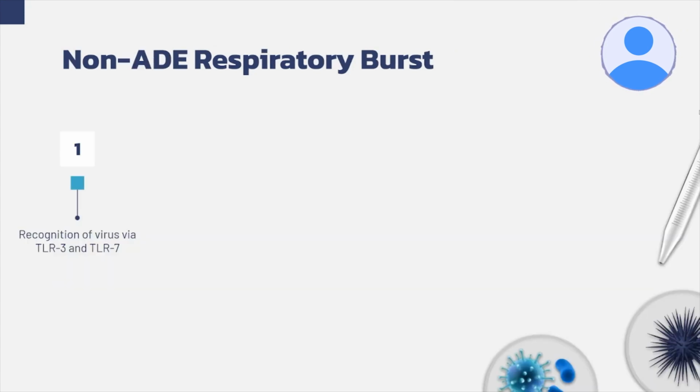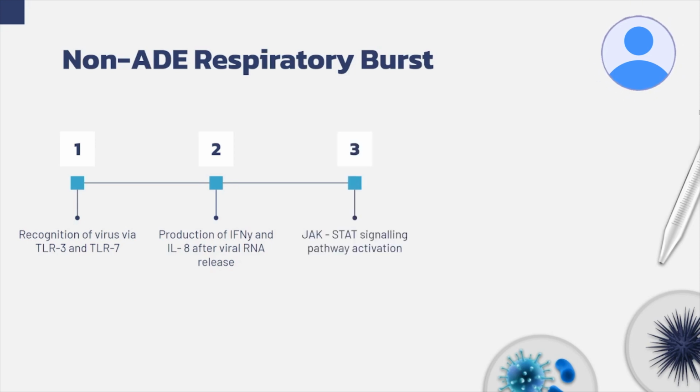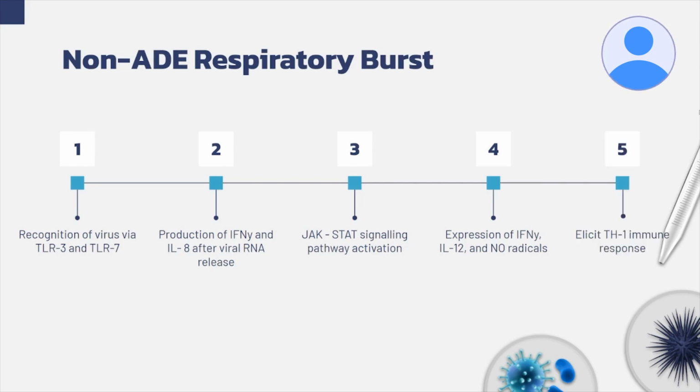In non-ADE entry of viruses, respiratory burst is initiated by toll-like receptor 3 and 7, as it recognizes the invading virus that is internalized in endosomes coupled with antibodies. This, along with other receptors, activates the production of interferon gamma and interleukin-8 pro-inflammatory cytokines. Subsequently, the JAK-STAT signaling pathway is activated, and this drives the expression of interferon gamma, interleukin-12, along with nitric oxide radicals, that elicits a Th1 type immune response.